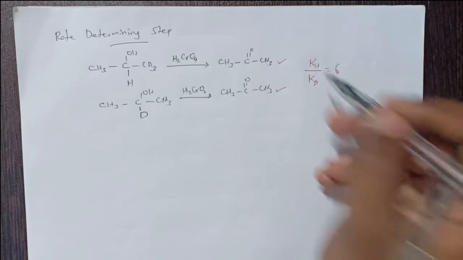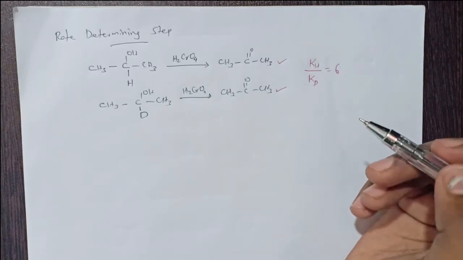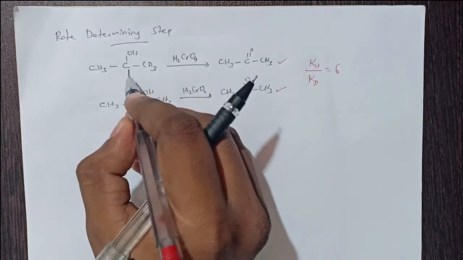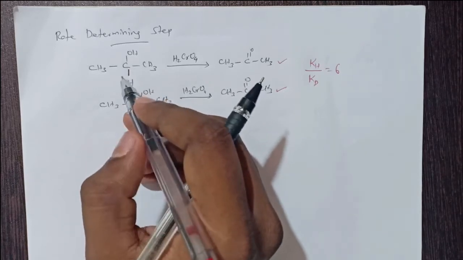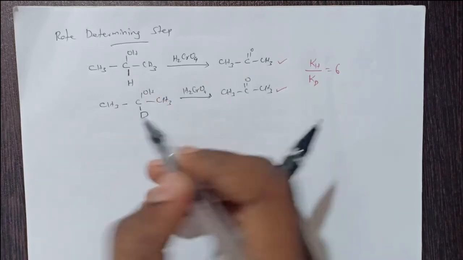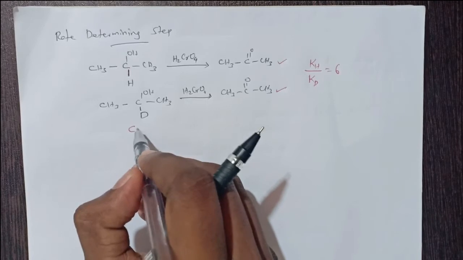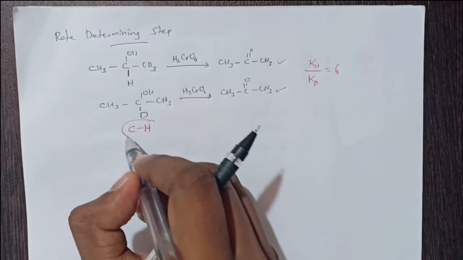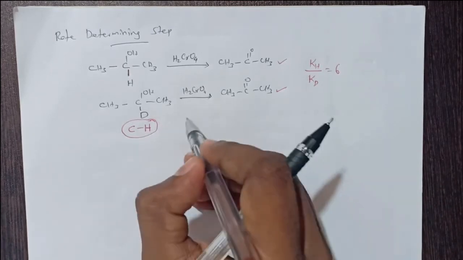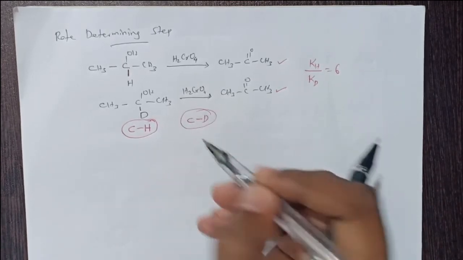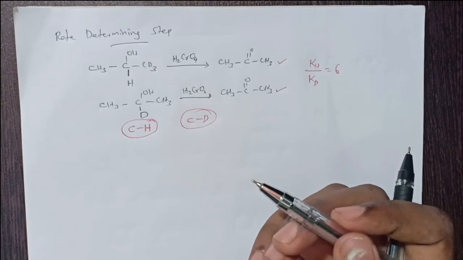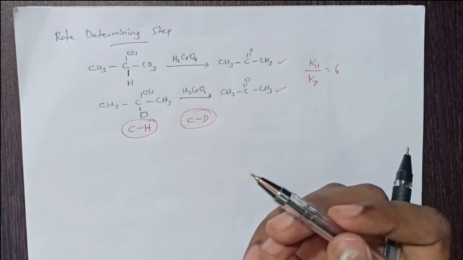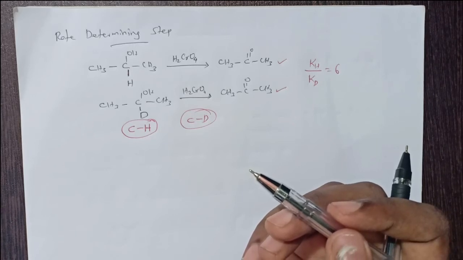This means that the rate determining step involves the cleavage of the carbon-hydrogen bond. So the rate determining step involves the cleavage of this carbon-hydrogen bond or carbon-deuterium bond. That means the second step is the rate determining step in the chromic acid oxidation reaction.